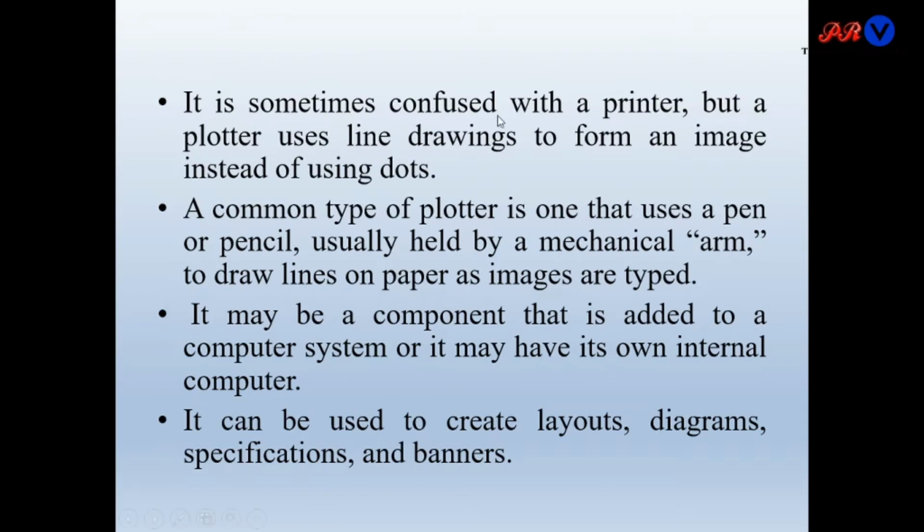It is sometimes confused with a printer, but a plotter or recorder always uses a line drawing to form an image instead of using dots. Dots are used by the printers, but plotters or recorders use line drawings. A common type of plotter or recorder is one that uses a pen or pencil, and this pen or pencil is held by a mechanical arm which is used to draw lines on the paper as images are typed.